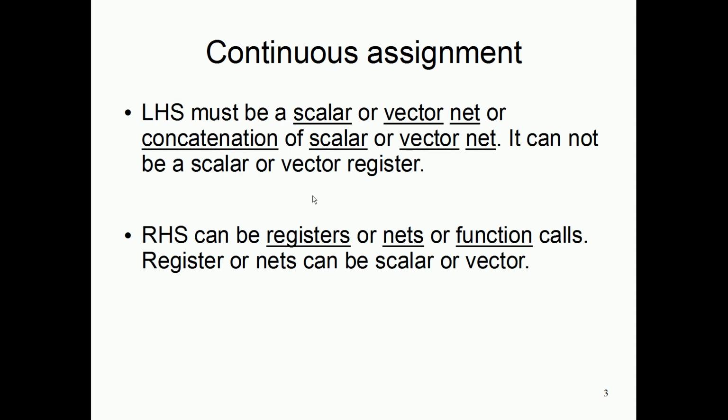There is a rule about what can go on the left hand side versus the right hand side. The left hand side must be a net. It can be a scalar net, a vector net, or a concatenation of scalar or vector nets. Doesn't matter, but it cannot be a register. It has to be a net. On the other hand, the right hand side of the equation can be a register or net, or a vector of registers or nets. It can be practically anything. So this is a little rule we need to keep in mind.